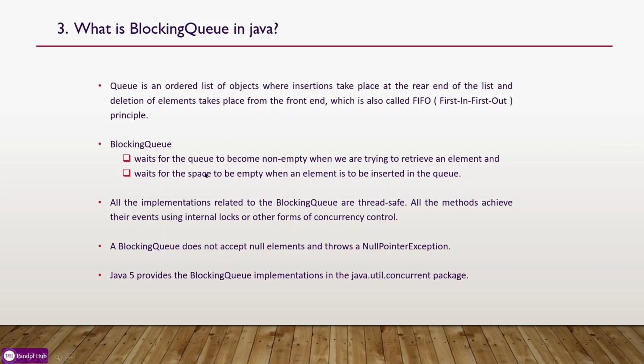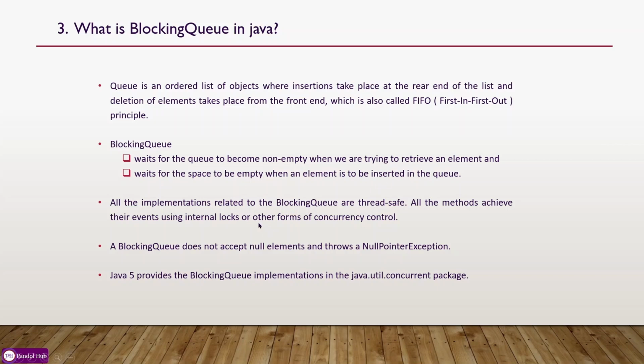So blocking queue waits for the queue to become non-empty when we are trying to retrieve an element, and waits for space to be available when an element is to be inserted in the queue. So you have a queue of a particular size. If you're going to insert an element into a queue and the queue is full, in the case of blocking queue it will wait until there is space for the element to be inserted. And when the queue is empty and you are trying to retrieve an element, instead of throwing an exception, it will wait until an element is available.